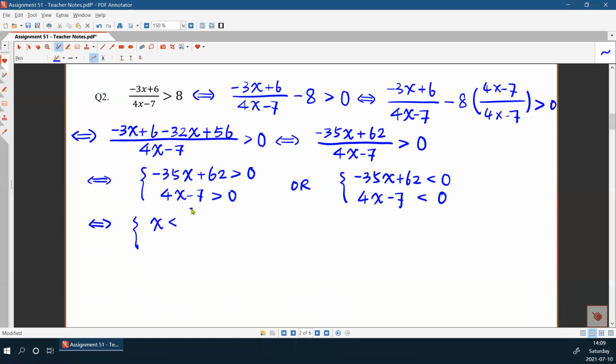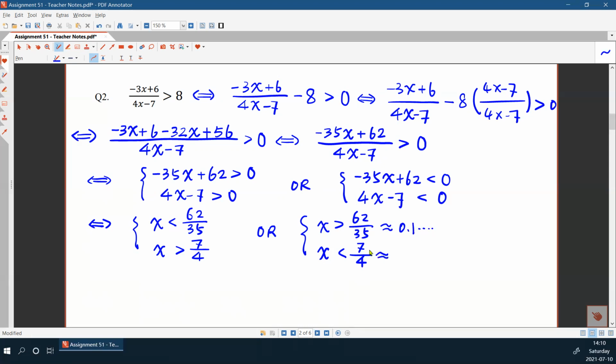x is smaller than 62 over 35, and x should also be greater than 7 over 4. This is derived from the first branch, right? Second branch, we have either x is greater than 62 over 35, and at the same time, x should be less than 7 over 4, right? Next, we need to compare these two numbers, which is larger. Note that 62 over 35 is about 1 point something something, right?